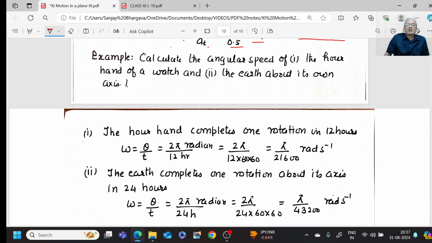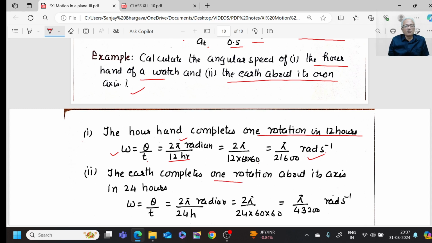Calculate the angular speed of the hour hand of a watch and the earth about its own axis. The hour hand completes one rotation in 12 hours. So omega, angular velocity, would be theta upon t. So in one circular rotation it is 2 pi radian as the angular displacement and the time taken is 12 hours. So this would be 2 pi upon 12 into 60 into 60, converted into seconds. So the speed would be given by pi upon 21,600 radian per second.